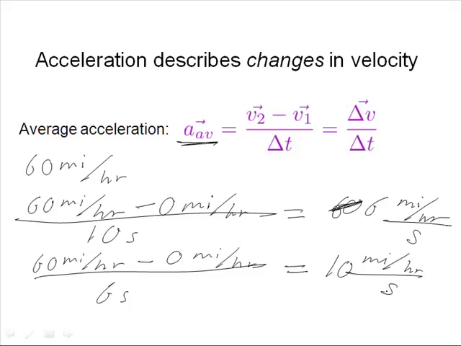So notice it's a very different concept, acceleration, compared to velocity. Velocity is how quickly you're moving, how quickly you're changing your position. Acceleration is how quickly you can make that velocity change. And as I said, just as velocity was the change in position over change in time, acceleration is the change in velocity over change in time.